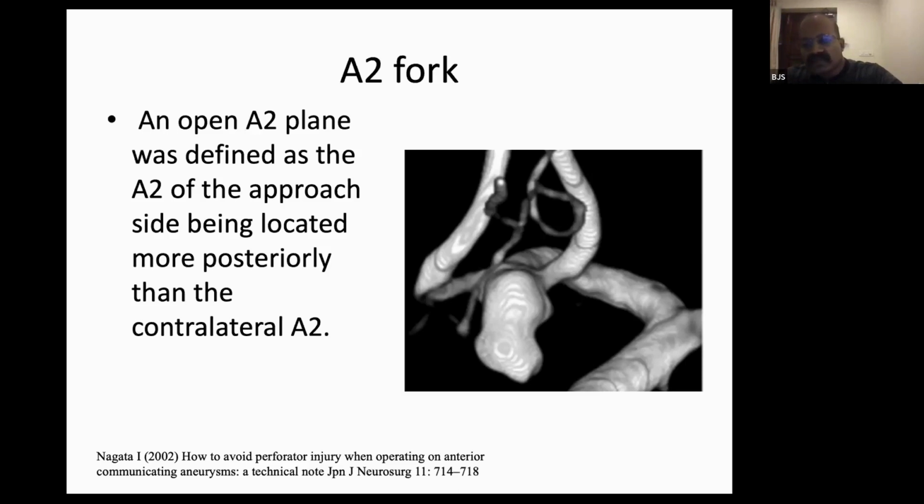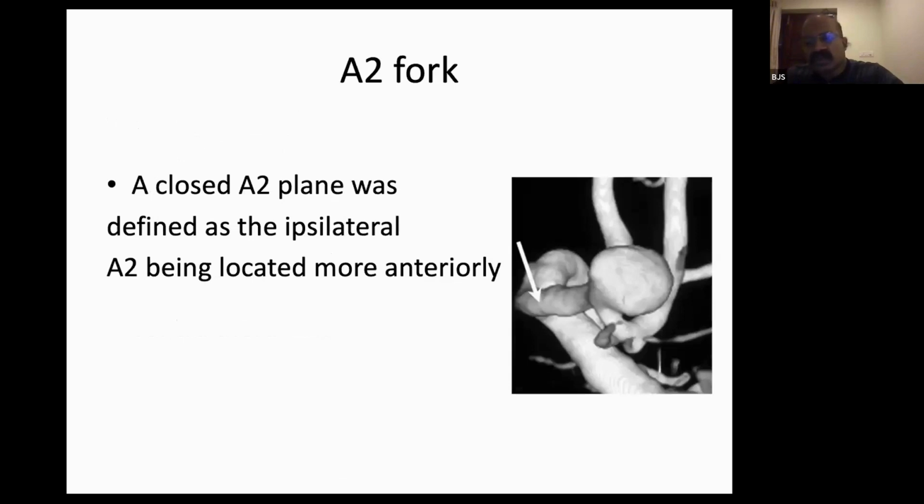So in this situation, if you are choosing to approach from the side of the dominant A1, you can see that the ipsilateral A2 is disposed posteriorly compared to the opposite A2 with respect to the aneurysm. So the aneurysm lies in the open fork of A2. But had you approached this aneurysm from the opposite side, the disposition will be just the opposite. The ipsilateral A2, if you're approaching from the opposite side, would be anteriorly disposed, and that would mean that it's a closed fork. As in this situation, you can see that the white arrow marks the A1, which will be the side of approach in this situation.